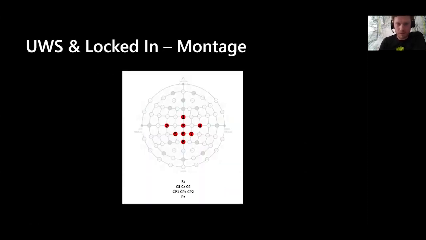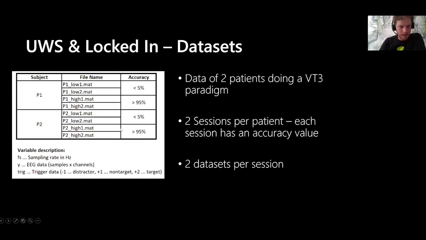The montage is a little bit reduced compared to the recoverix. So we have 8 channels here. They're more central, but also channels 2 and 4 cover the motor cortices. And from the datasets you get 2 subjects, P1 and P2.